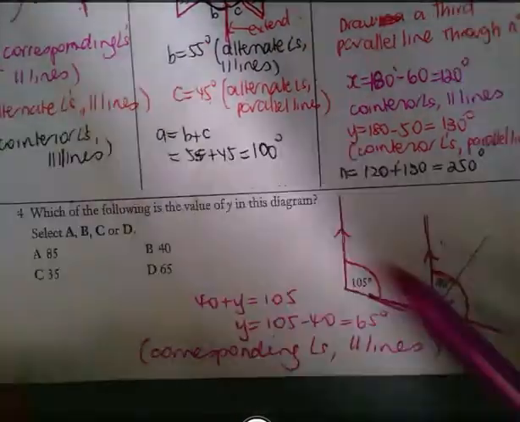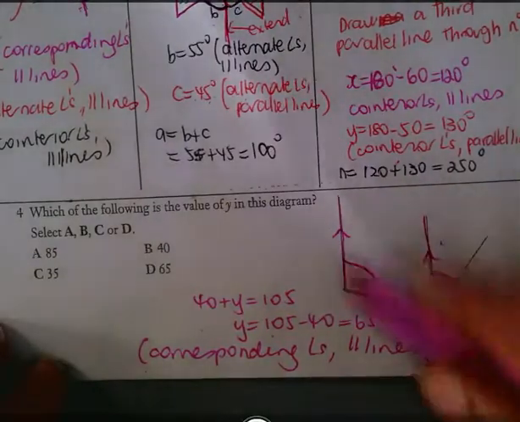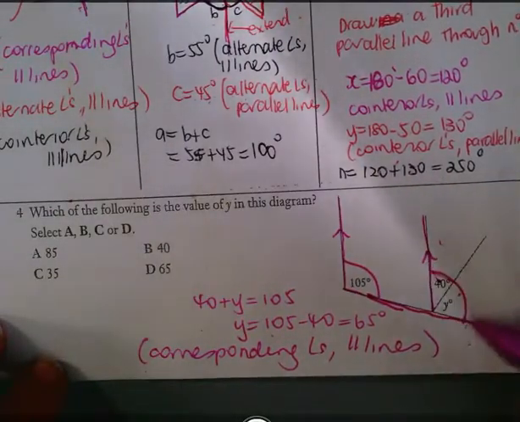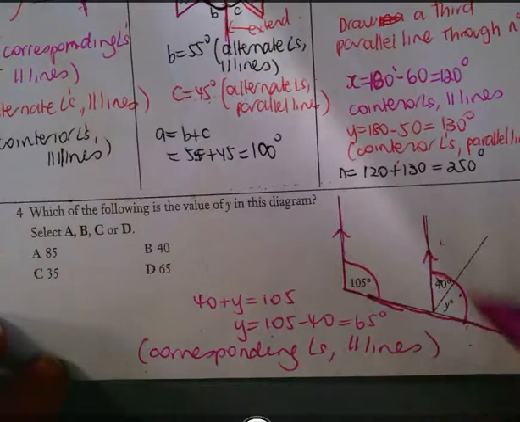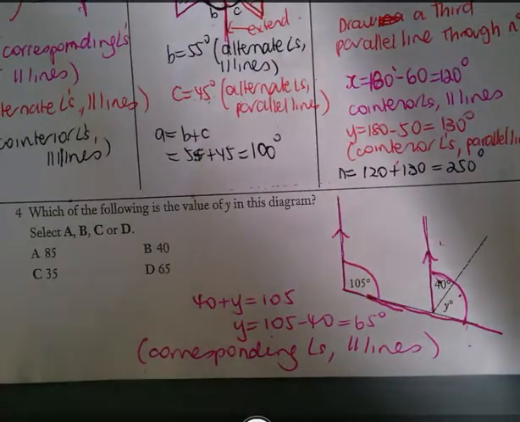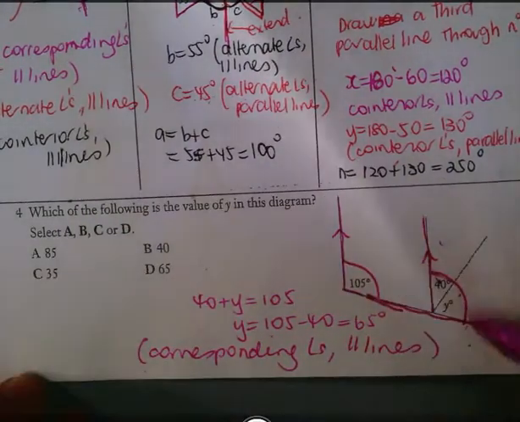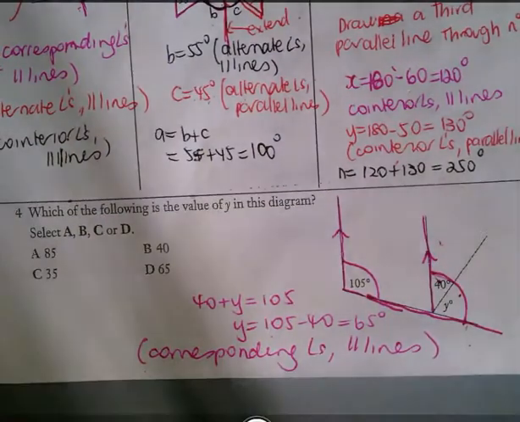Okay. So if you're asked to do something like this, giving reasons, and sometimes the angles will be cut through, you're just looking for F, Z, or C. And in this case, we've got F, which is corresponding angles. Okay.